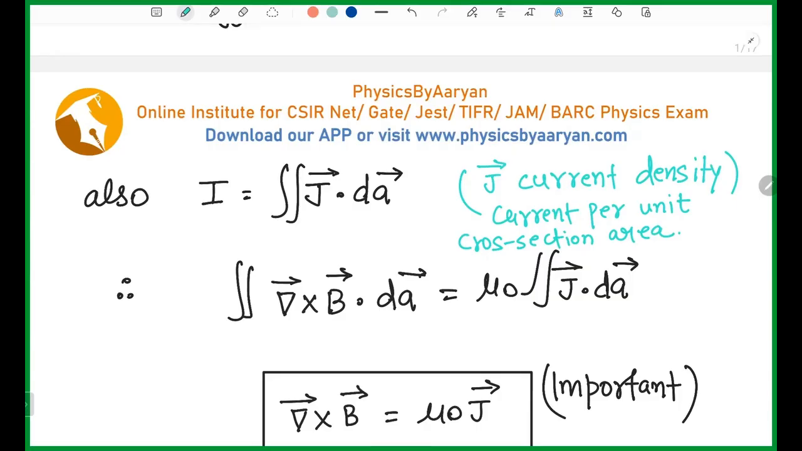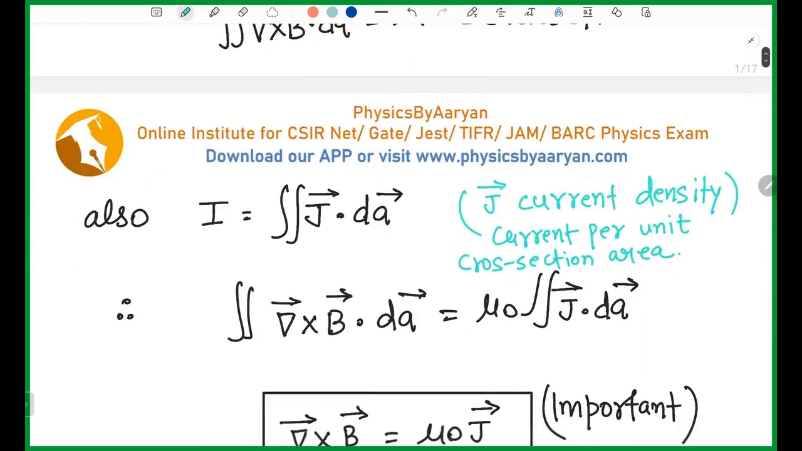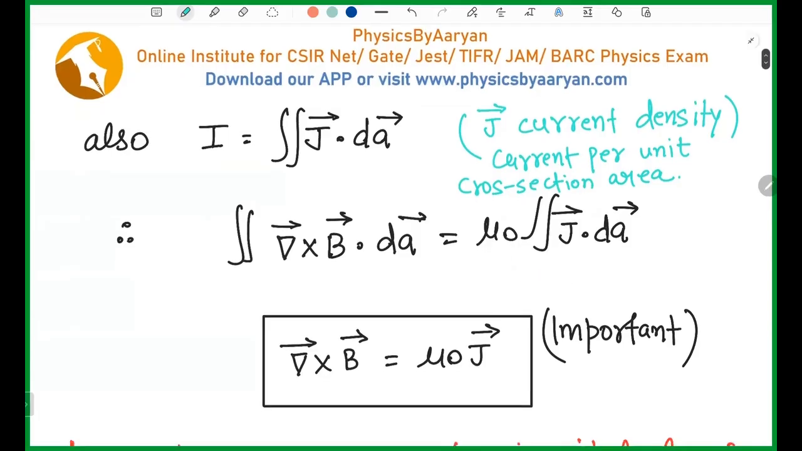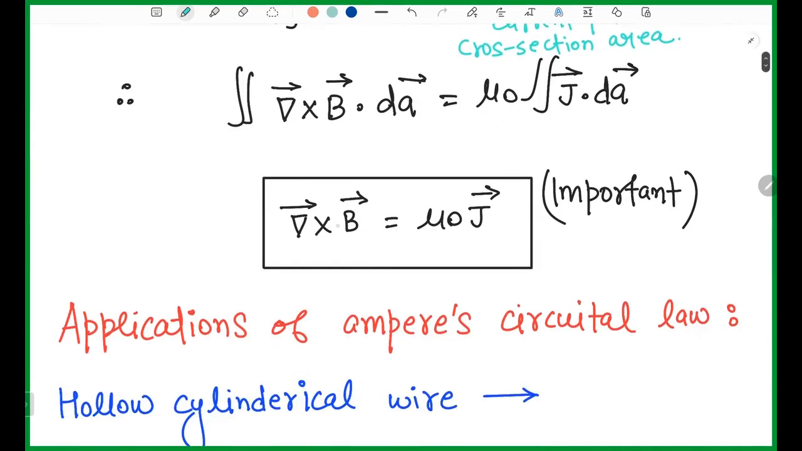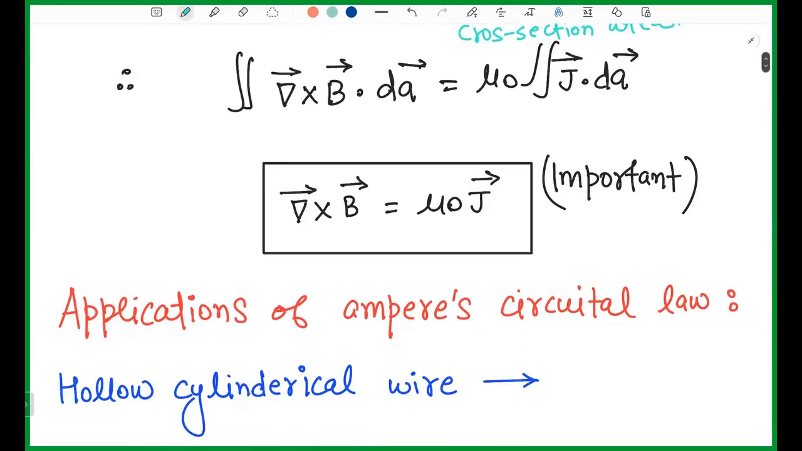So basically I replace my mu naught I enclosed by mu naught J into dA. So now you can clearly see on both sides there is an area integration. So basically what I can do is I can write my del cross B as mu naught into J, where J is the current density, and this is your differential form of Ampere's circuital law. You should remember this statement, very important.